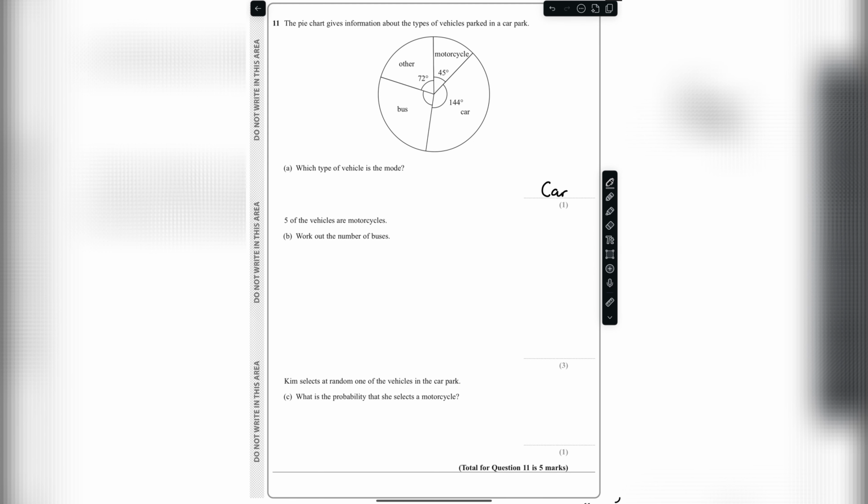So remember that the sum of the angles in a circle is 360 degrees. So if we do 360 minus 72 minus 45 minus 144, that gives us a value of 99 degrees. And given that we have 5 motorcycles, we can state that 5 divided by 45 multiplied by 99 will give us the number of buses, and that value is 11.